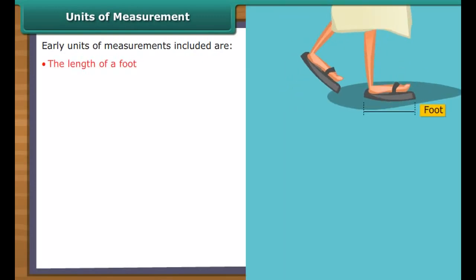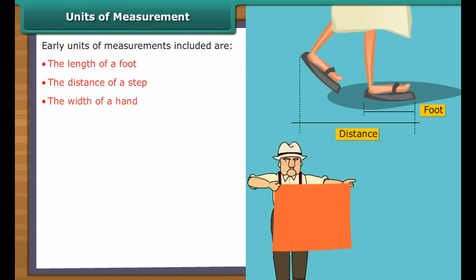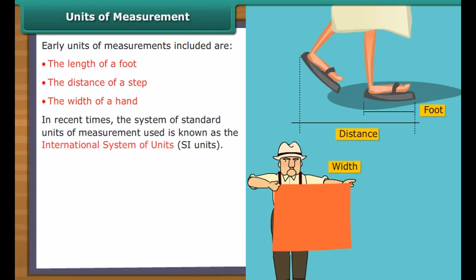Units of measurement. In the early days, units of measurements included the length of a foot, the distance of a step, and the width of a hand. However, these were difficult to maintain as the length of a foot would vary from person to person. To standardize the units, a metric system was put in place. This system is a standard unit of measurement, and the system of standard units of measurement used now is known as the International System of Units or SI units.